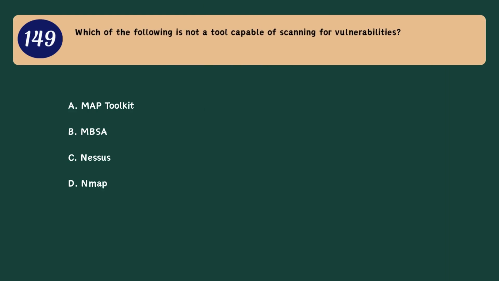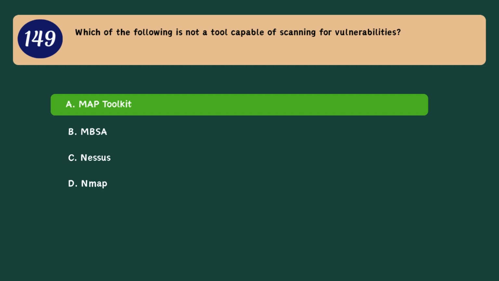Question 149. Which of the following is not a tool capable of scanning for vulnerabilities? A. MAP Toolkit, B. MBSA, C. Nessus, D. Nmap. Correct answer: A. MAP Toolkit.